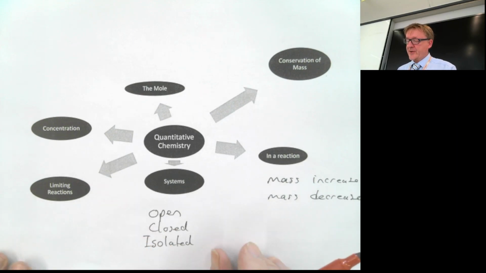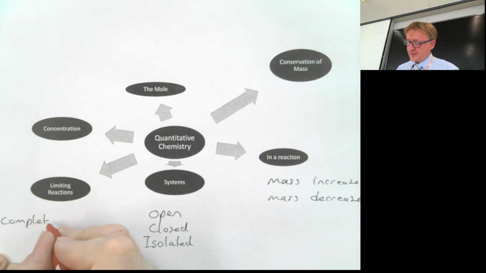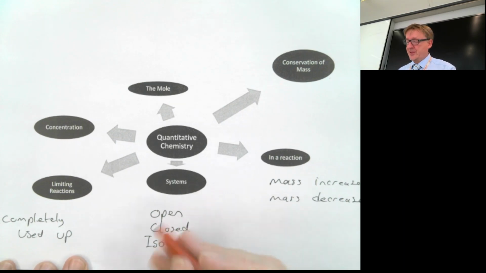A limiting reactant in an experiment is the one where there's the least of. It's the one that is used up all the time. So the limiting factor in a reaction is what is completely used up. Now you can see that this is relatively straightforward, right? But what you need to do is know the facts and what these individual things are.